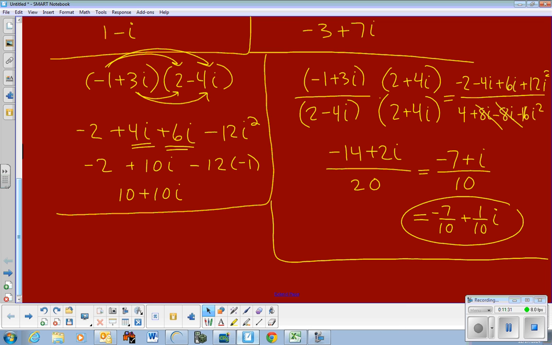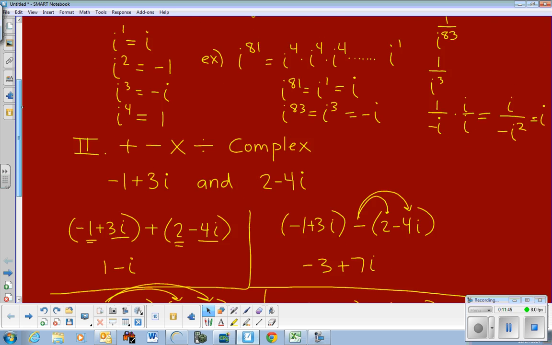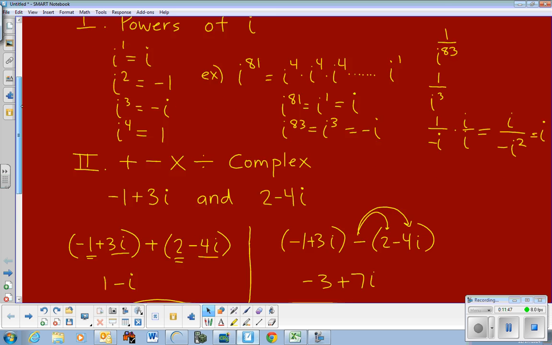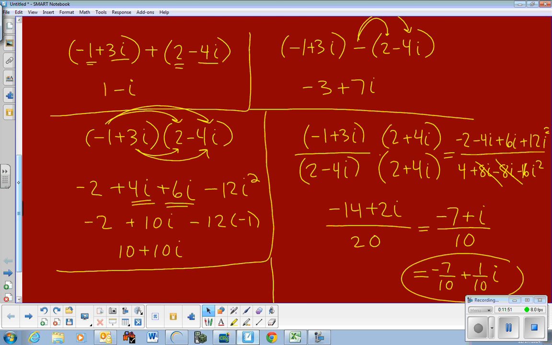All right, so like I said, we're going to be working with some polynomials that have some imaginary parts to their roots, some complex roots. So you have to be able to work with i's, and that's what this day is about. Just some skills based on complex numbers. You need to be able to find powers of i. You need to be able to add, subtract, multiply, and divide complex numbers. So I am out.